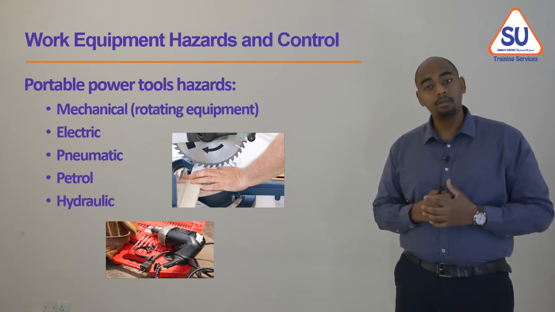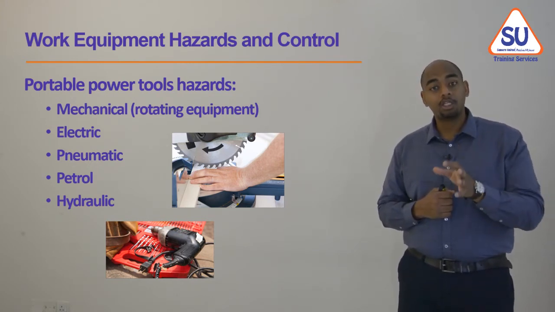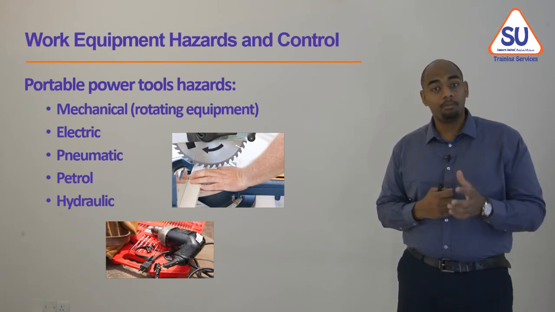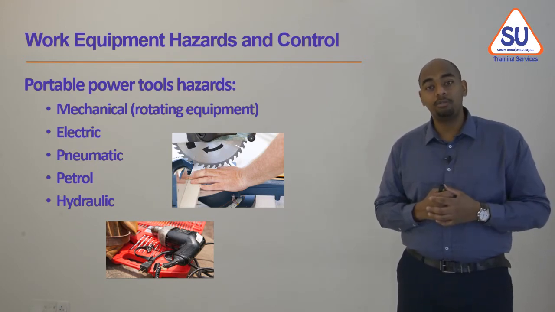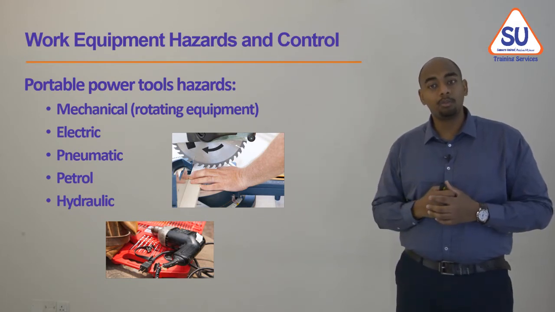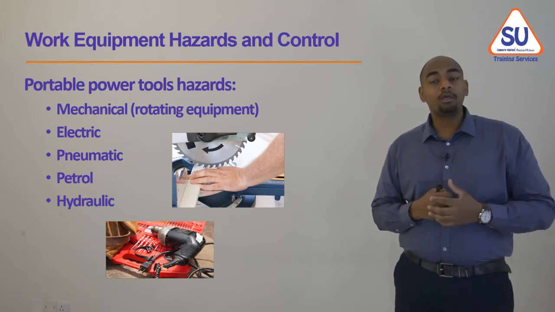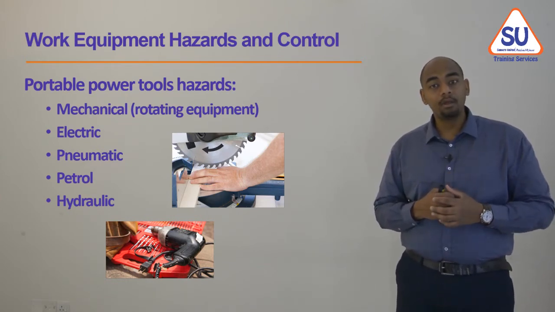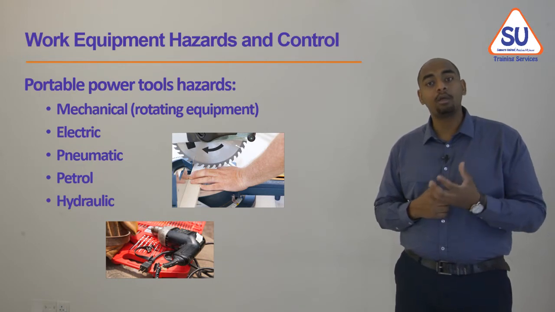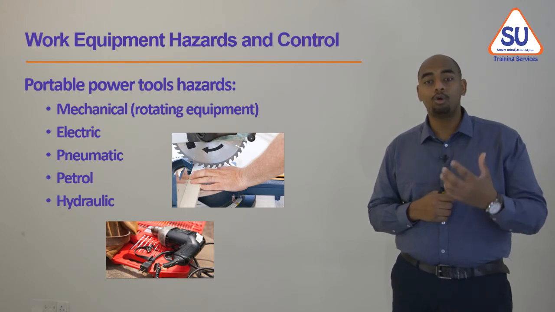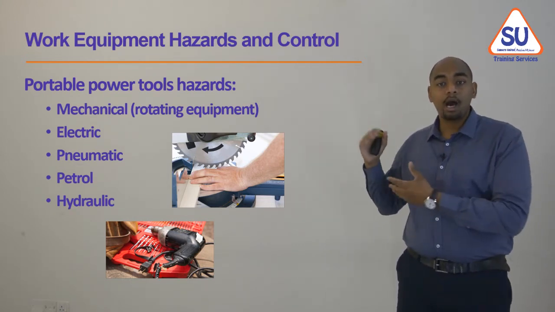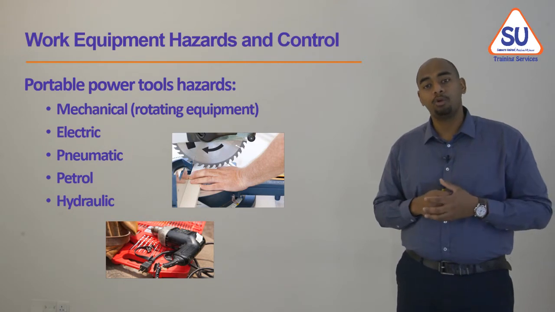Pneumatic systems, by the ejection of pressurized liquids or pressurized air. The use of petrol, which is highly flammable and can cause fire and explosions while we use those portable power tools. Hydraulic systems, which use compressed liquids, either oil or water, in those portable power tools. All of these are kinds of hazards related to portable power tools.